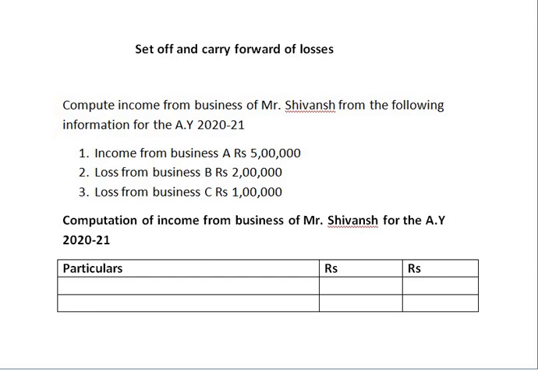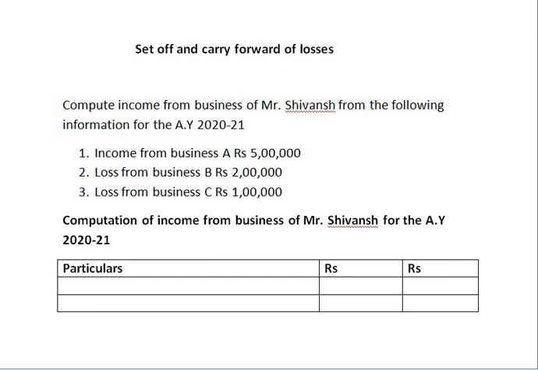Hello everyone, this is class 23 on income tax 2 and in today's class we are going to solve two sums on inter-source set-off. And the question is, compute income from business of Mr. Shivansh from the following information for the assessment year 2021.